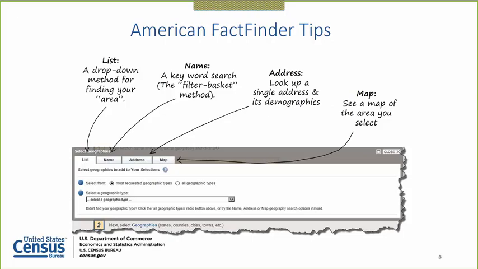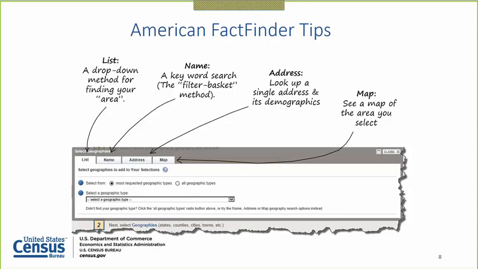The name feature, we'll show you an example of that. It's a filter method, so there'll be an option where you can type something in, and there'll be some drop-down areas. You can mix and match some of that geography. And then for address, sometimes when you're looking for information, you might not know a lot about the area. So the best way to search might be putting in an address. That's an option for you.